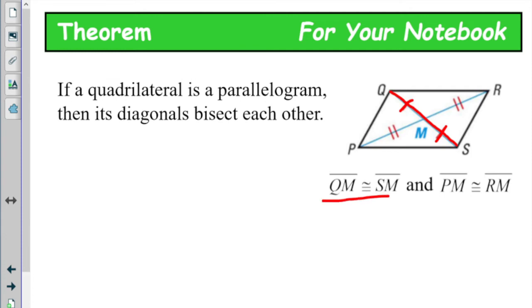That's this statement. And the other diagonal is also bisected. That's what I mean by bisect each other. They're both getting bisected. They're both getting cut in half, which means that M is the midpoint of both of them. So not only is my red diagonal cut into two equal pieces, my blue diagonal is also cut into two equal pieces. So those are my different properties of a parallelogram.